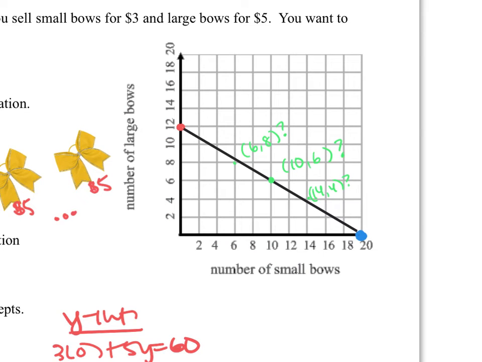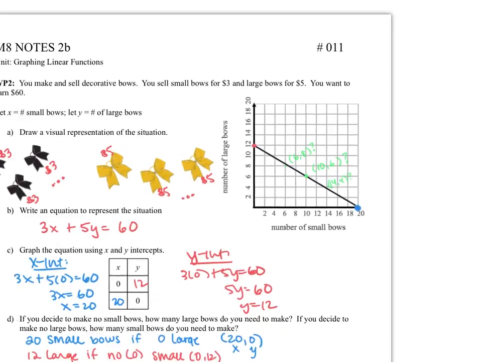So on my graph here, I've got 3 possible combinations of small and large bows, what I think might be possible. Now these 2 points here aren't exactly on my line, but remember last time I got close. So I want to check these algebraically. We'll see that in a second. This one right here, 10, 6, looks pretty good. So I want to check that one first.